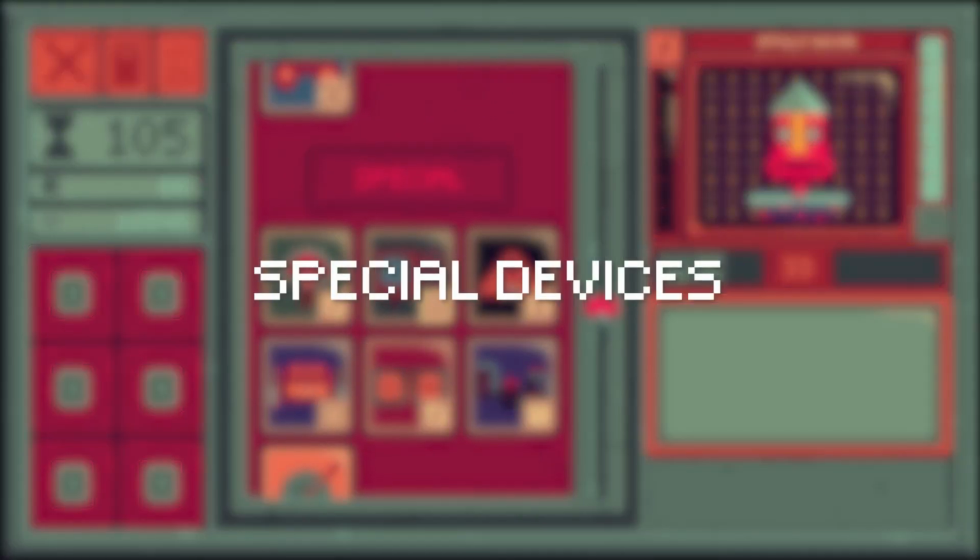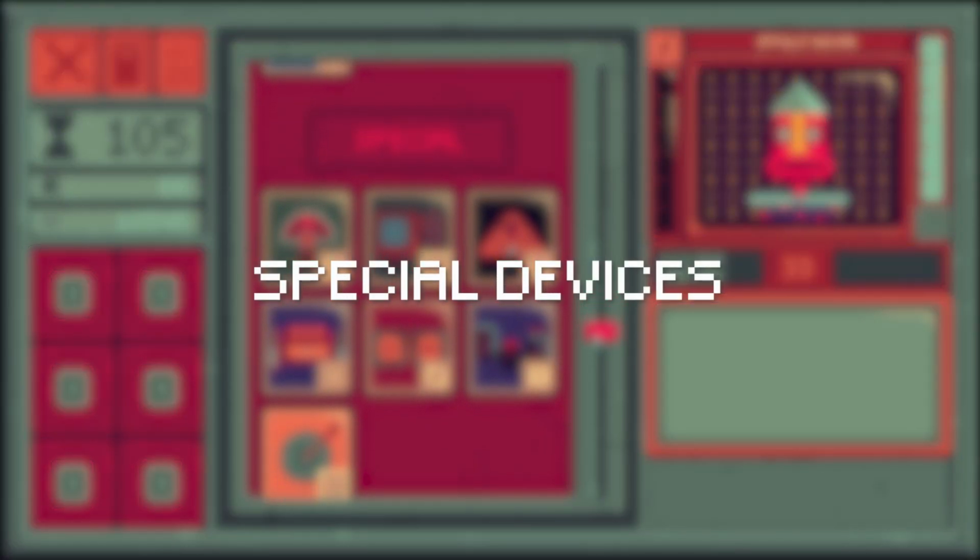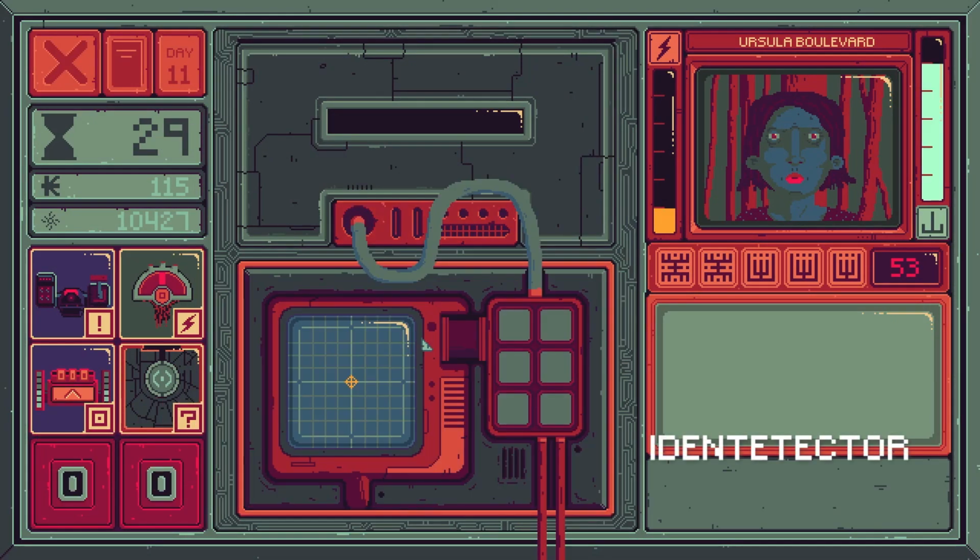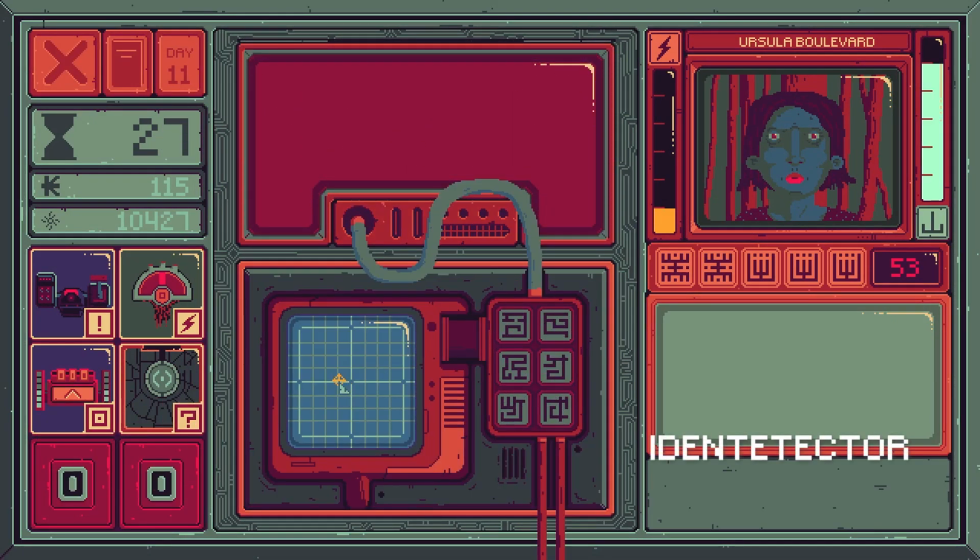Let's talk special devices. Identetector. It detects and reconstructs the personality of the patient using an advanced identity radar. Move the cross on the radar until you get a clear signal and a yellow symbol appears on the screen. Then select the matching symbol on the panel.